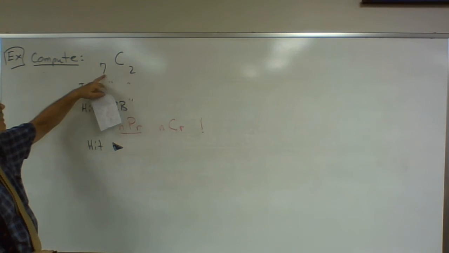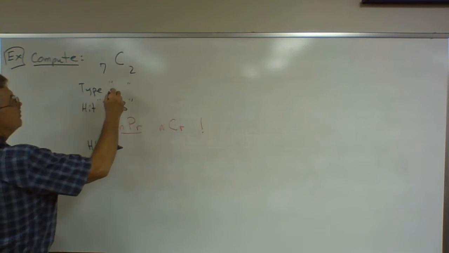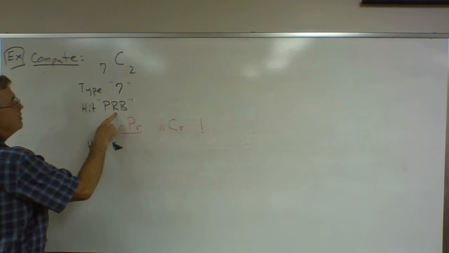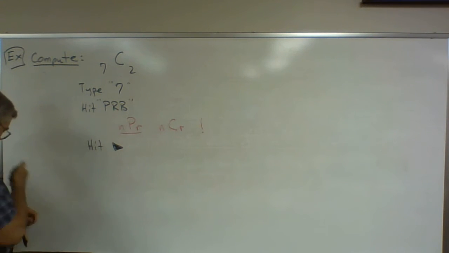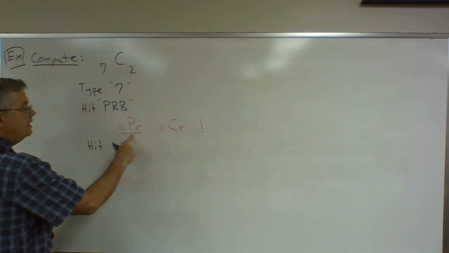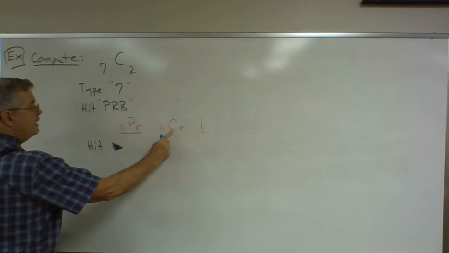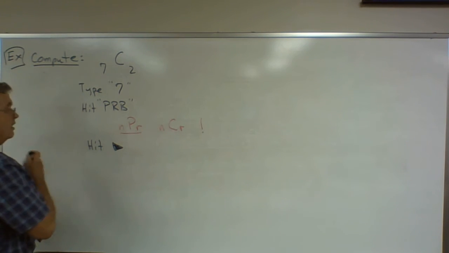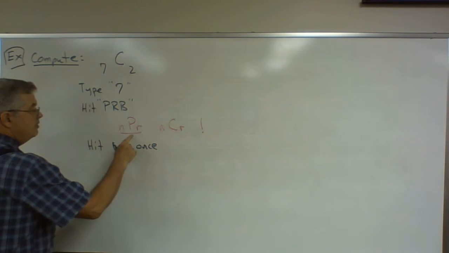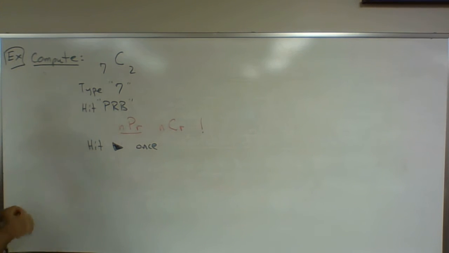We want 7C2, so I should enter 7, hit the probability key, and when I do, the NPR key will be underlined. But I don't want a permutation, I want a combination. So I'll hit the enter key once to move the underscore to the NCR key.